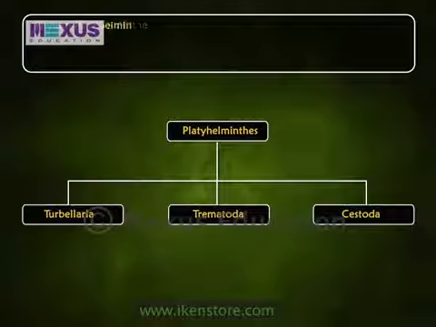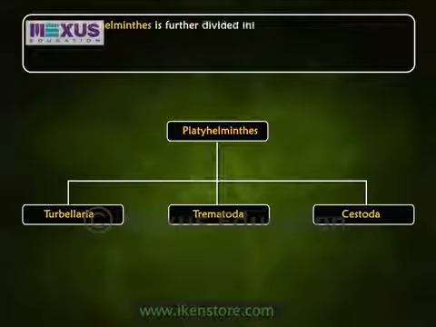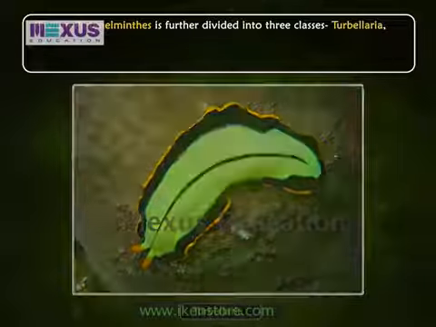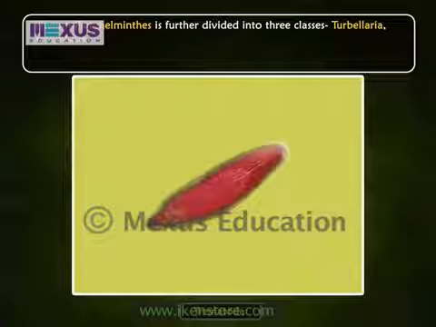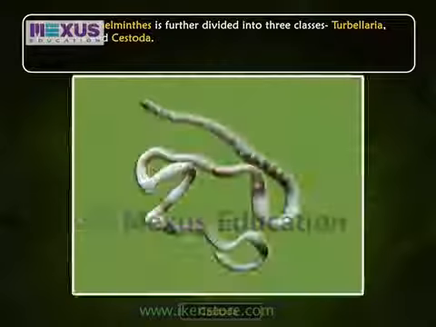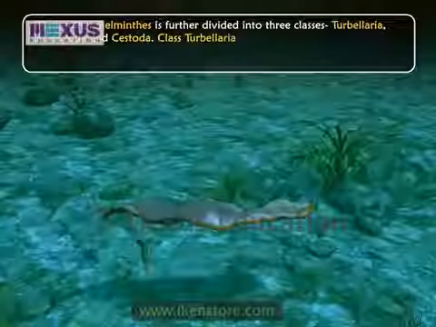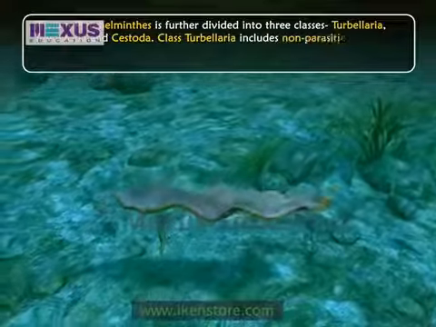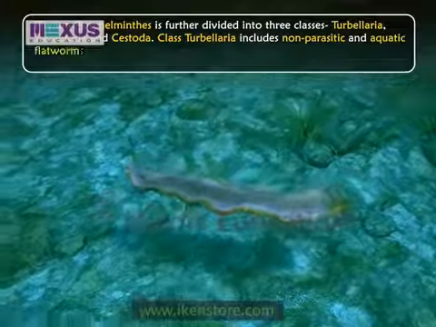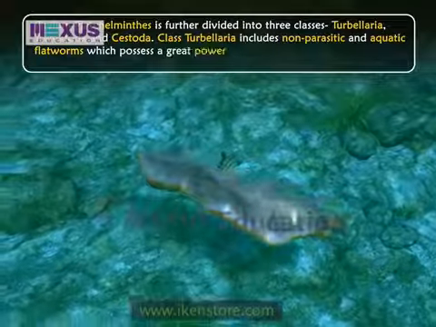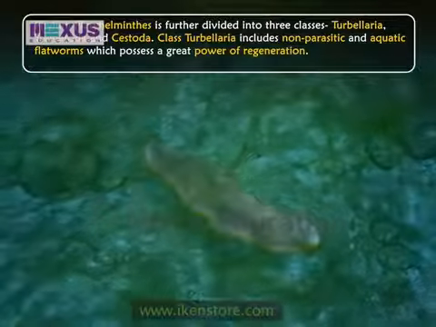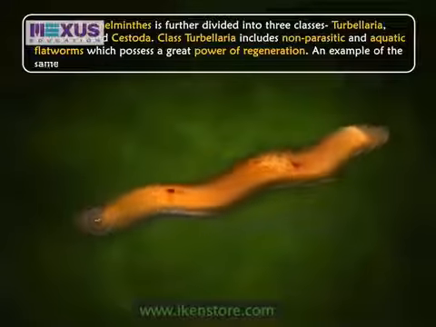Phylum Platyhelminthes is further divided into three classes: Turbellaria, Trematoda, and Cestoda. Class Turbellaria includes non-parasitic and aquatic flatworms which possess a great power of regeneration. An example of the same is Planaria.